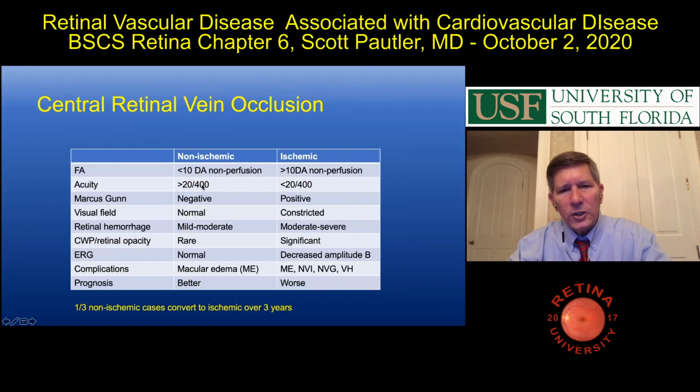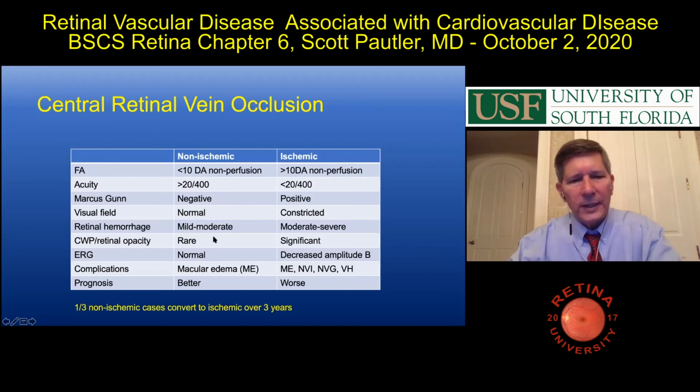In general, the vision will be better if it's non-ischemic. There won't be an afferent pupillary defect. Visual fields tend to be normal in non-ischemic. Retinal hemorrhages seem to be milder in non-ischemic. And cotton wool patches aren't as prominent a feature.